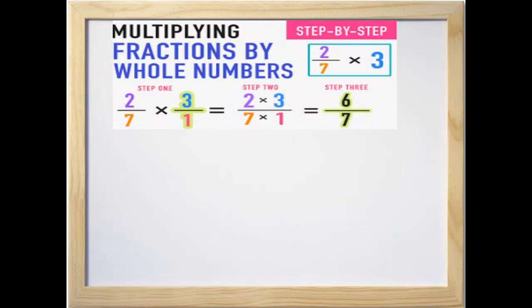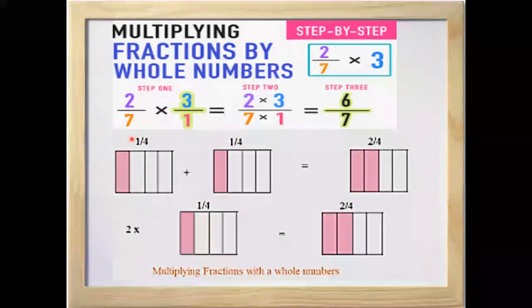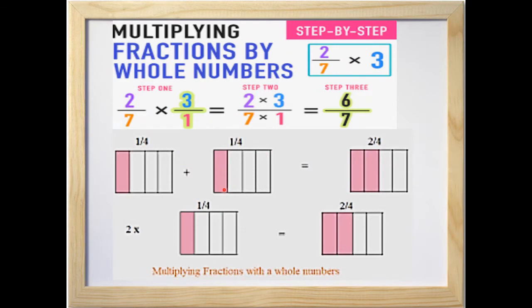Understood, children? Now let us take another example, and here we can find out the product by diagrammatic way. So here you can see one whole is divided into 4 equal parts and one part is shaded. So the fraction of the part shaded is 1/4. The second whole is again divided into 4 equal parts and one part is shaded. So the shaded part is given by 1/4. And when we add these two fractions, we get 2/4. That means from the whole, two parts are shaded.